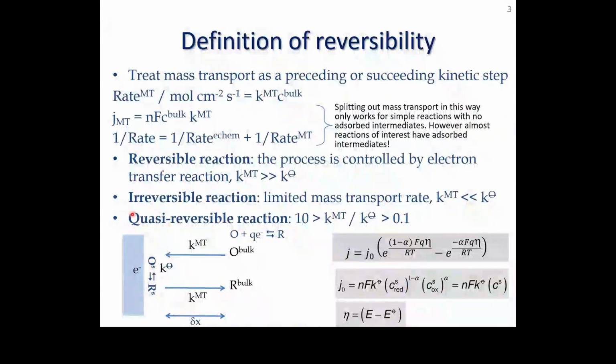And we can also define something which is sort of midway between each of those, a so-called quasi-reversible reaction. In the quasi-reversible reaction, we're sort of midway between these two limits. So typically this ratio of the mass transport rate constant divided by the electron or electrochemical process is somewhere in the range of 10 to 1, between 10 and 0.1, I should say.